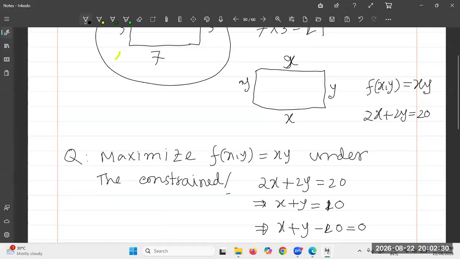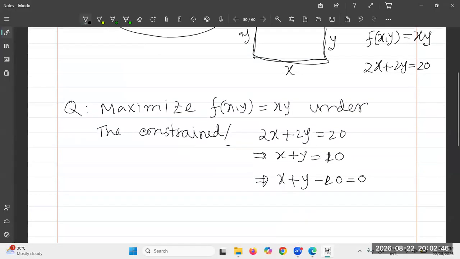Yes, sir. In this case, the perimeter: we have two lengths and two widths of a rectangle, and the total quantity is 20. So twice (x plus y) is equal to 20. If we take 2 common from both sides, then x plus y is equal to 10. So this is the restriction. The value of x plus y minus 10 must be 0, and we need to maximize this function f of xy is equal to xy.